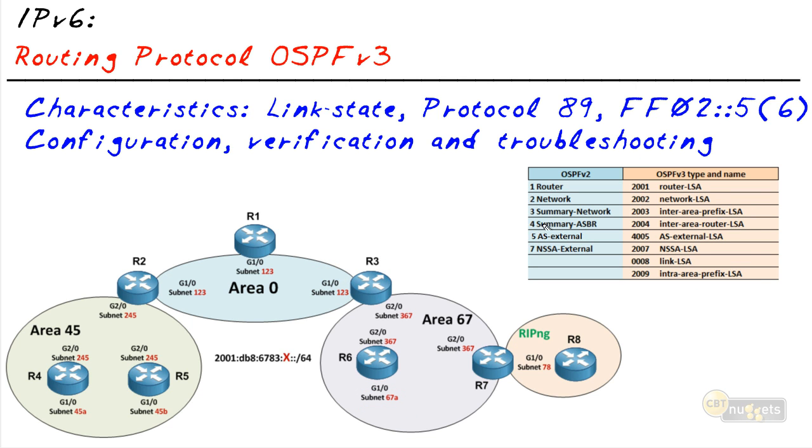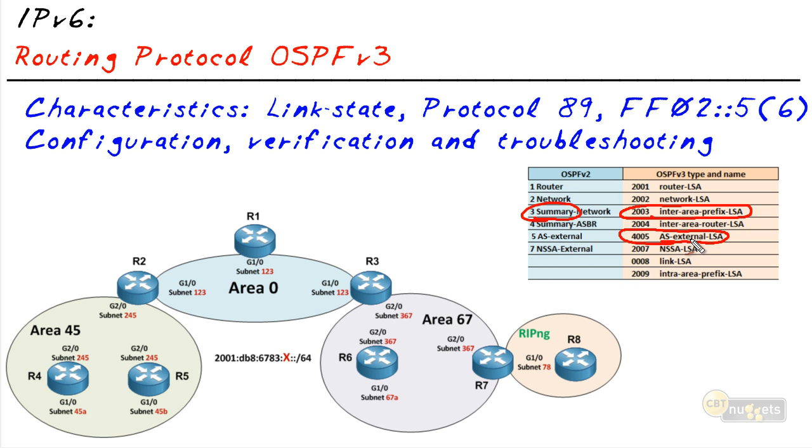So what used to be called a summary LSA is now called an inter-area prefix LSA, which is perfect. It's a inter-area, meaning between areas. It's talking about a network, a prefix, and it's an LSA type 3. So that's what it's now called. The 5 right here, the 4005, is the external LSA. So it used to be called an AS external.